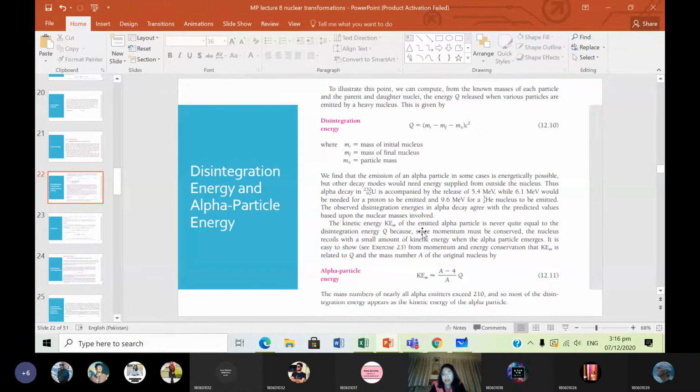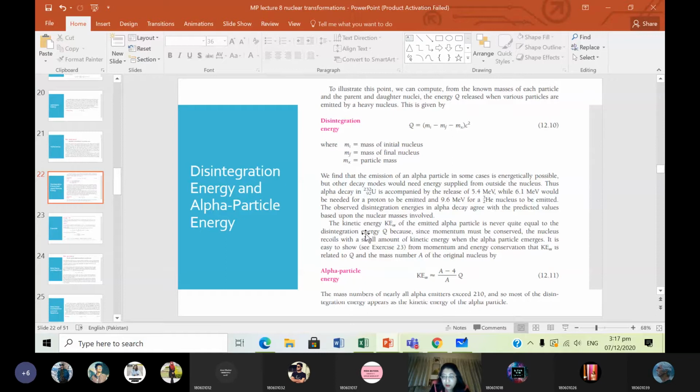Now we're interested in the kinetic energy of the emitted alpha particle. The kinetic energy of this emitted alpha particle is never quite equal to the disintegration energy, because since momentum must be conserved, the nucleus recoils with a small amount of kinetic energy when the alpha particle emerges. As a small assignment, I'm going to tell you to derive this equation: the alpha particle kinetic energy is approximately equal to (A minus 4) divided by A times Q. Q here is the disintegration energy.